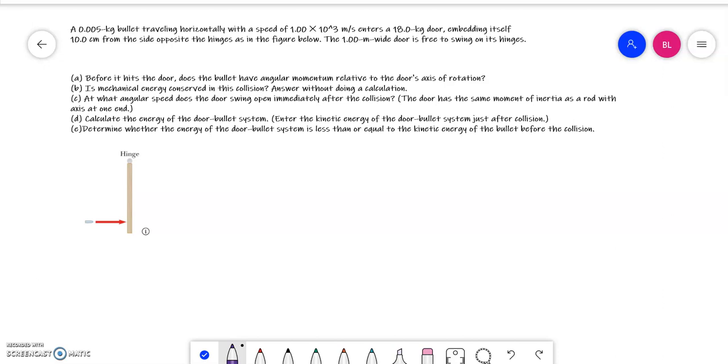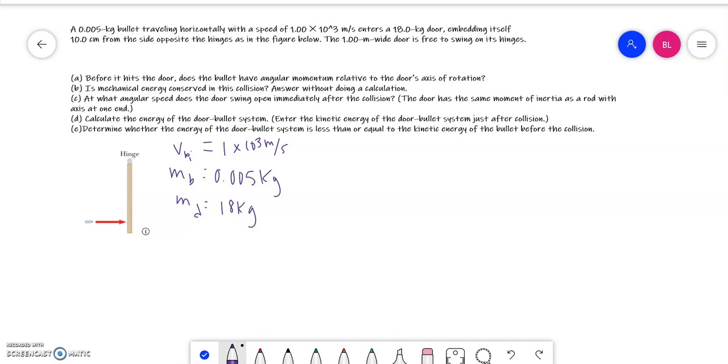So the bullet is traveling horizontally with an initial velocity. The initial velocity of the bullet, v sub bi, is equal to 1 times 10 to the third meters per second. This bullet has a mass equal to 0.005 kilograms, and it enters an 18 kilogram door, which will be m sub d, equal to 18 kilograms.